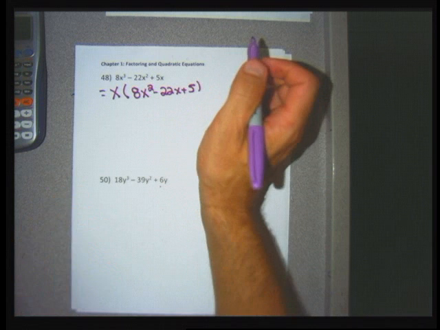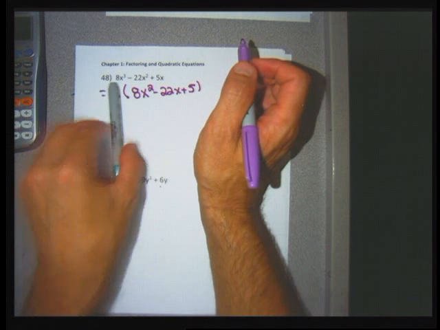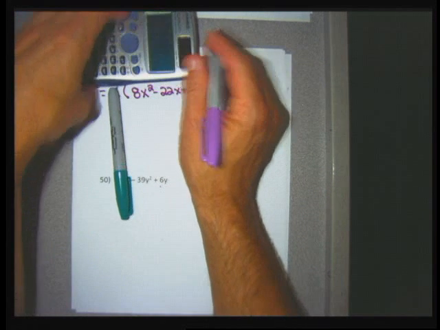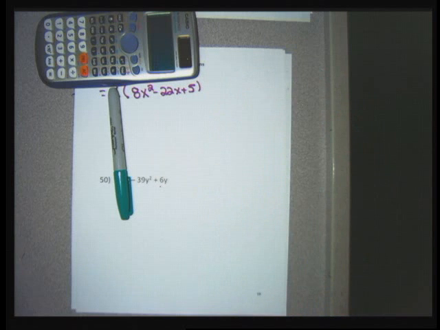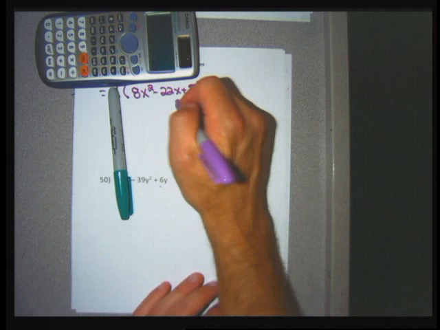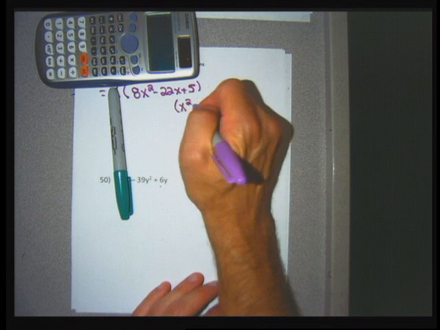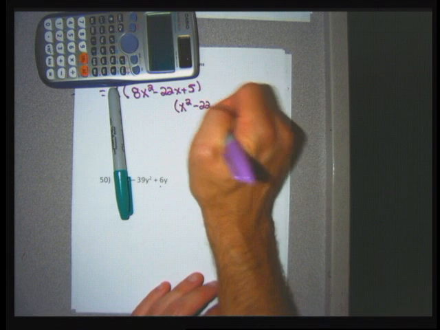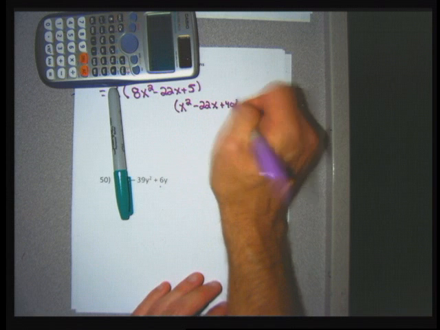So again, I'm going to ignore the common factor. I'm going to ignore the original problem. I'm going to factor that, and to factor that, I'm going to use bottoms up. I'm going to multiply first. I'm going to multiply the 8 and the 5 and get x squared minus 22x plus 40.